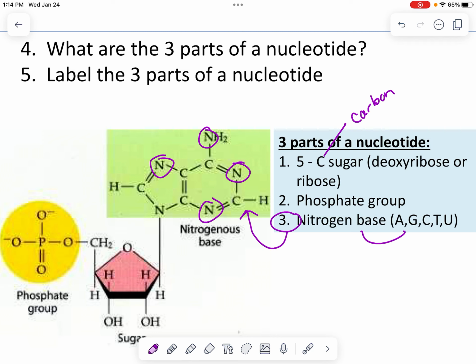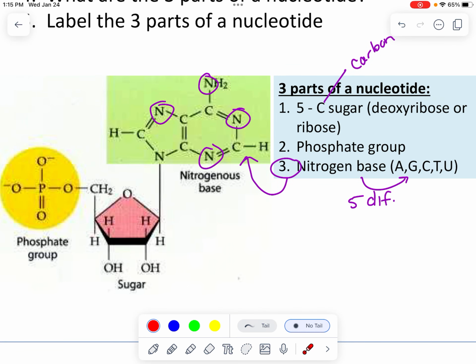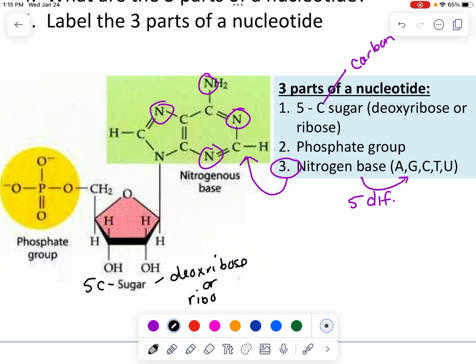And there are 5 different nitrogen bases that could be in a nucleotide, and we'll learn these when we do DNA and RNA. But DNA has A, G, C, and T as the possible things that could be here, and RNA has A, G, C, and U, and we'll go over that later. Right now, the 3 parts of the nucleotide: you can see here's our 5 carbon sugar right there. Again, that's either deoxyribose or ribose, depending on if we're looking at a nucleotide of DNA or RNA.